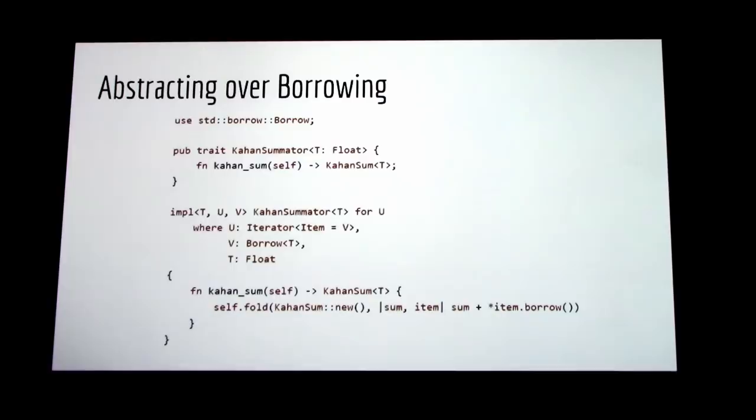Okay, so we just update our type bound there. So now we want to implement this for an iterator over items of type V, where V implements Borrow over type T, where T is a Float. So it's tricky. The other change that we had to make is to call item.borrow to get the reference, and then immediately turn around and dereference it.